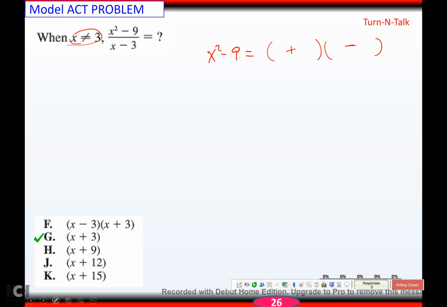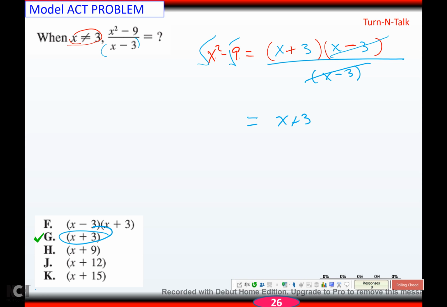And to get your roots, if you remember from our review, you just take the roots of these. The square root of x squared is x. The square root of 9 is 3. So there's my top. Bottom, there's nothing I can factor. That's just going to stay x minus 3. But now you can see that those will cancel, so all that's left is x plus 3. Okay?